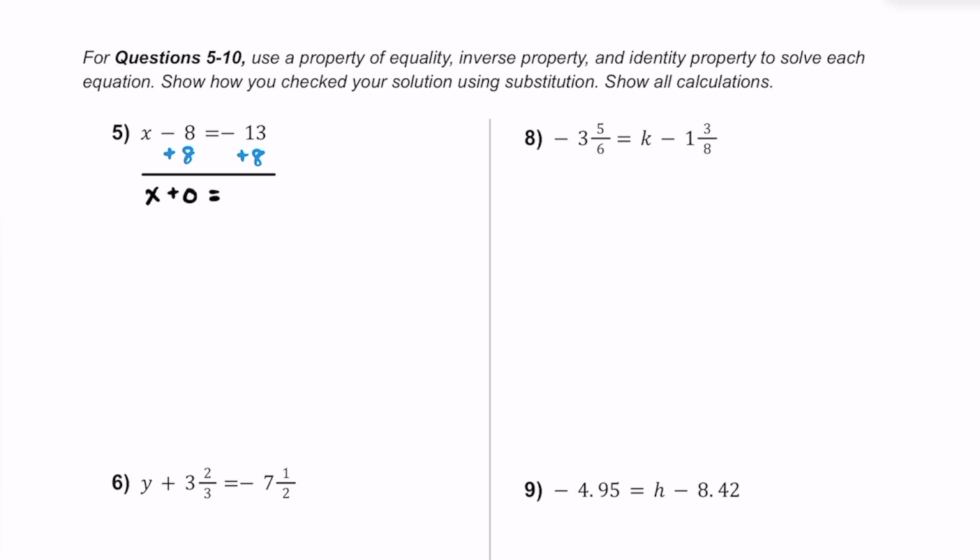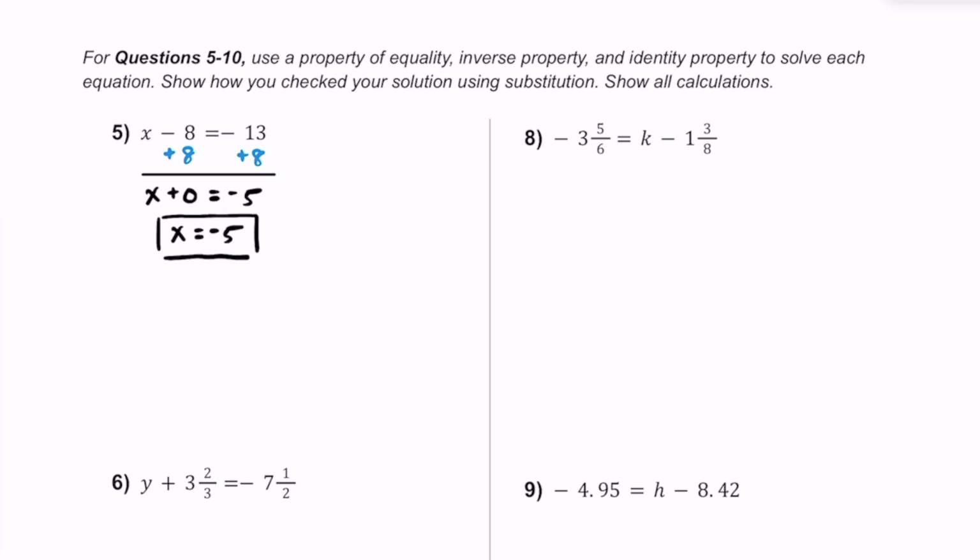So you don't have to write the properties down, but hopefully as we talk it out loud, it makes sense where we are using it. And on the right side, negative 13 plus 8 is going to be negative 5. Now using the identity property of addition, we can drop that 0 and just say x is equal to negative 5.